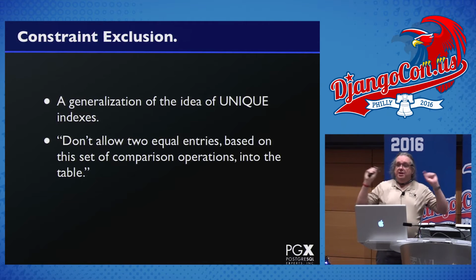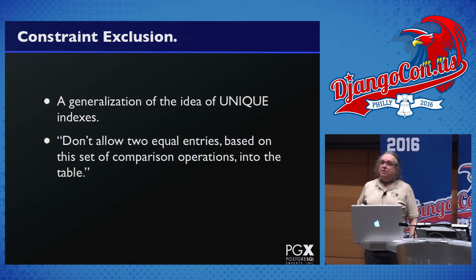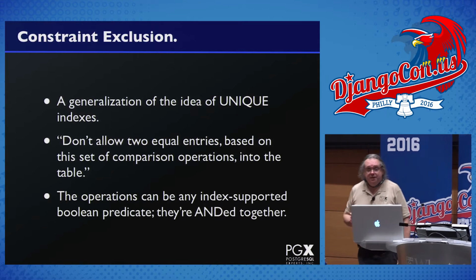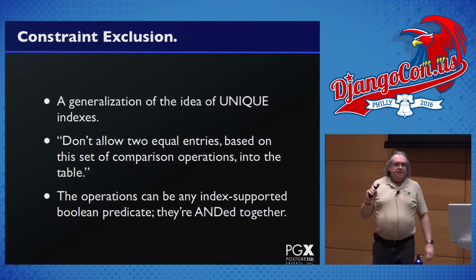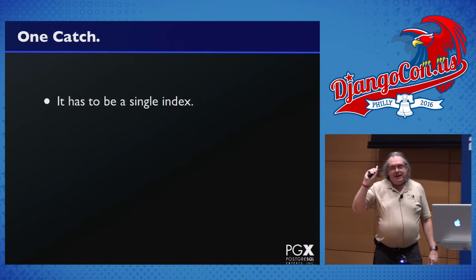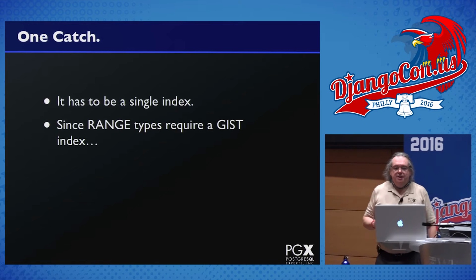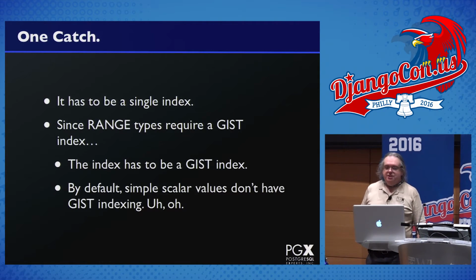If these two things pass this comparison operator, which could be equals or something else, into the table, like overlap, for example. Now this is starting to sound pretty good. They can be any index-supported Boolean predicate, and they're all added together. There's one catch: it has to be a single index, and range types require GiST indexes. So the index has to be a GiST index.